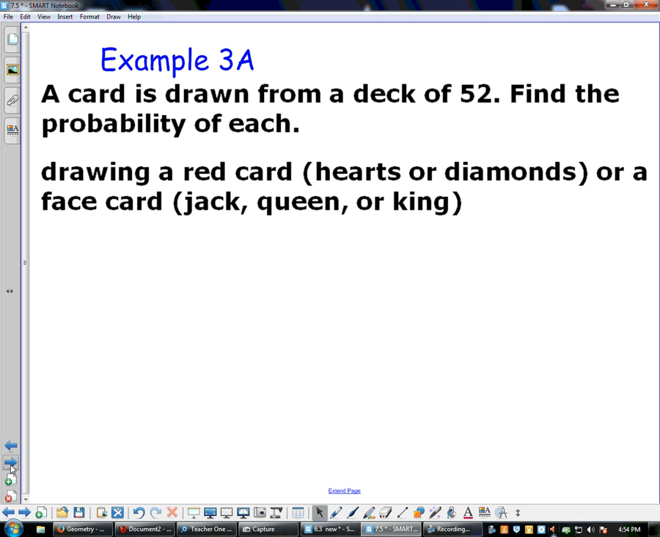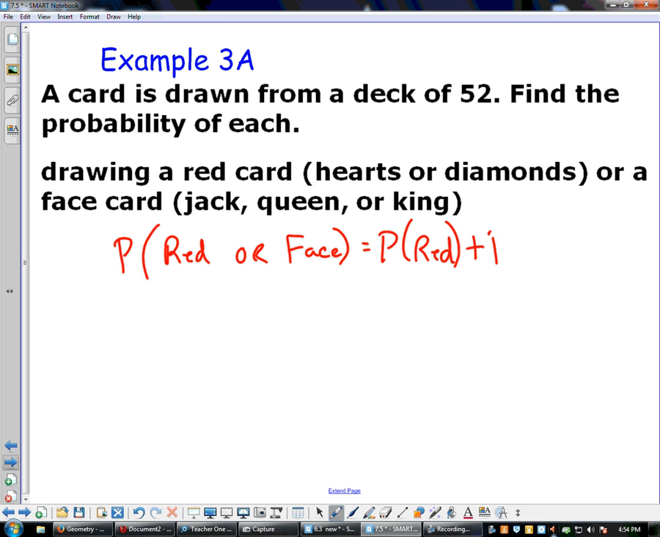Okay, let's take a look at example 3. A card is drawn from a deck of 52. You know, the standard deck of cards. Find the probability of each. So what's the probability of drawing a red card, that's hearts or diamonds, or a face card, a jack, queen, or king? So if we want the probability of drawing a red or a face card, that's going to be the probability of drawing a red card plus the probability of drawing a face card minus the probability that we have a red face card.